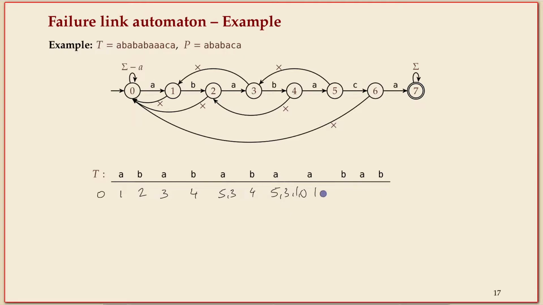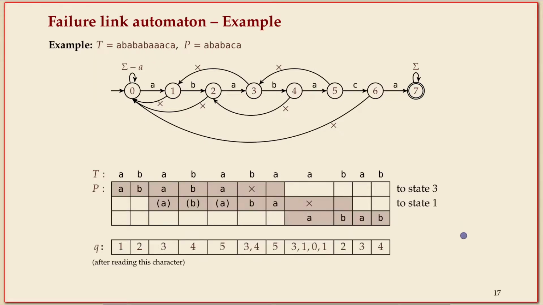From state 1, I can read a B and go to state 2. I can read an A, go to state 3. Read a B, go to state 4. But we haven't passed through state 7, so no match in this case. It's a different text. Here's the same thing in nice. And that's the part I showed. Here's the pattern, how it is aligned with the text.